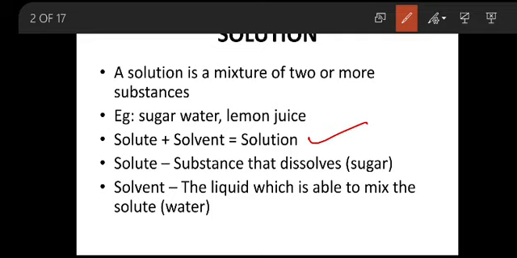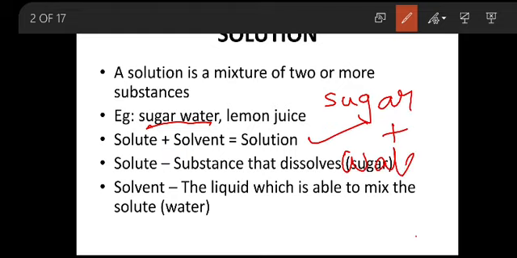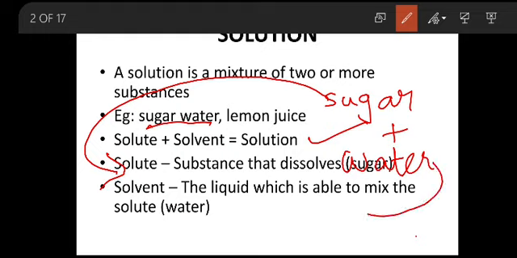What is a solute and solvent? Let us consider the example of sugar water itself. In order to get a sugar solution, you have mixed sugar plus water. The sugar is the substance which gets dissolved in the water. So, sugar will be my solute. The substance which is going to be mixed is your solute. And the liquid in which the sugar got mixed, the liquid I used for the sugar solution, is water. So, the water will be my solvent.